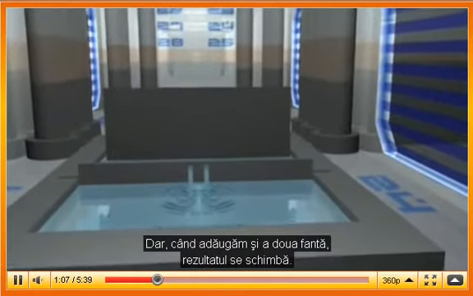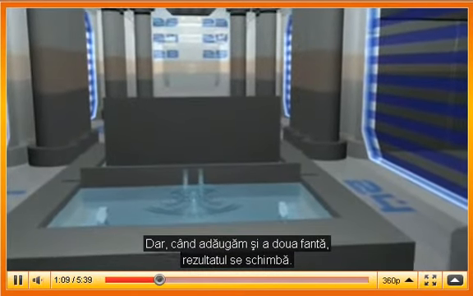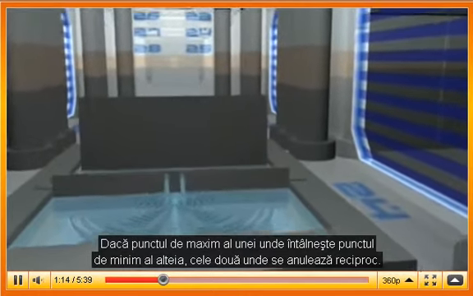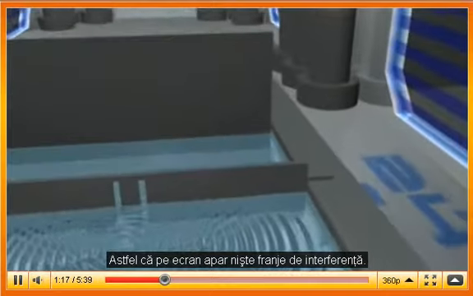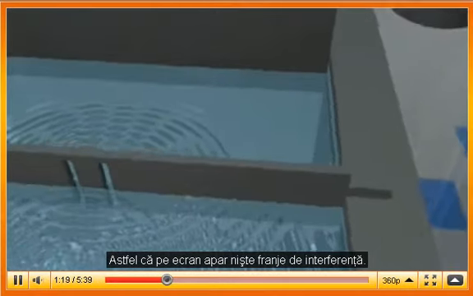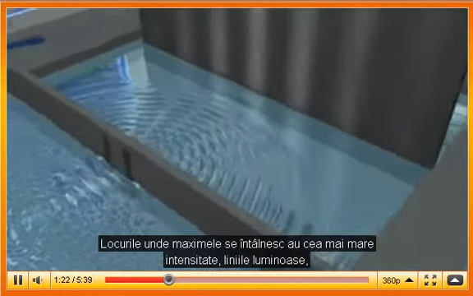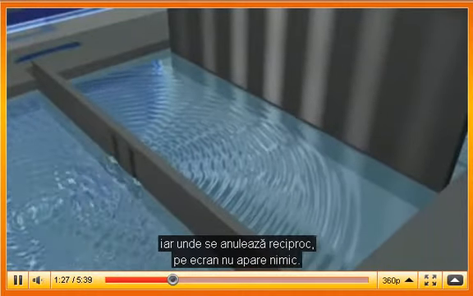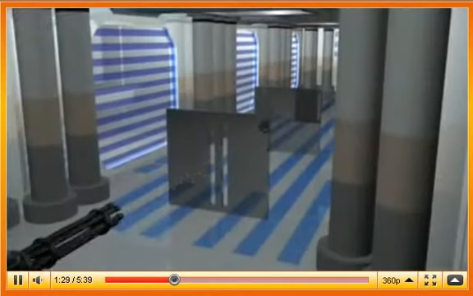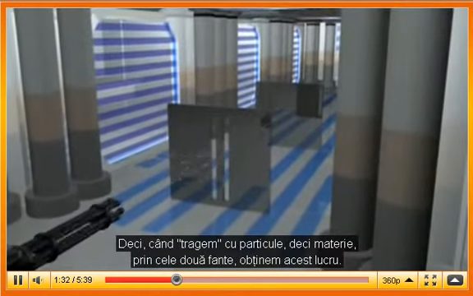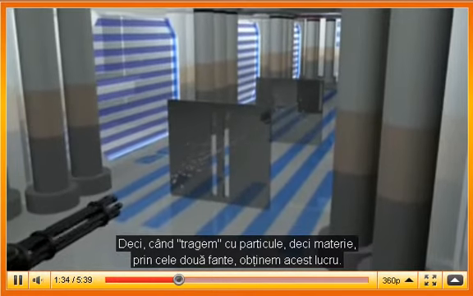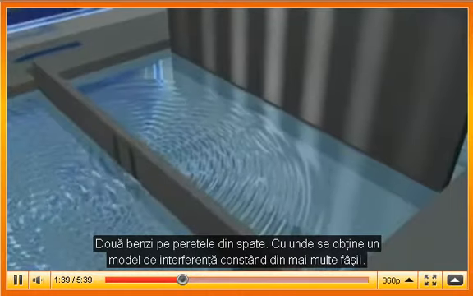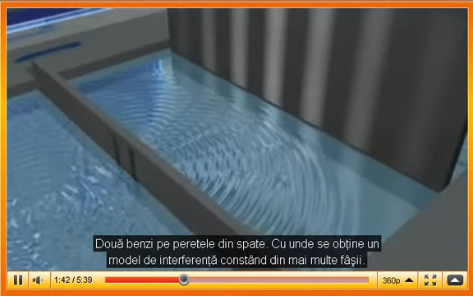But when we add the second slit, something different happens. If the top of one wave meets the bottom of another wave, they cancel each other out. So now, there is an interference pattern on the back wall. Places where the two tops meet are the highest intensity, the bright lines, and where they cancel, there is nothing. So when we shoot particles such as matter through two slits, we get this, two bands of hits. And with waves, we get an interference pattern of many bands.